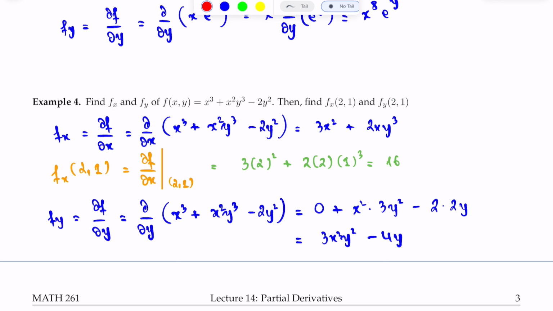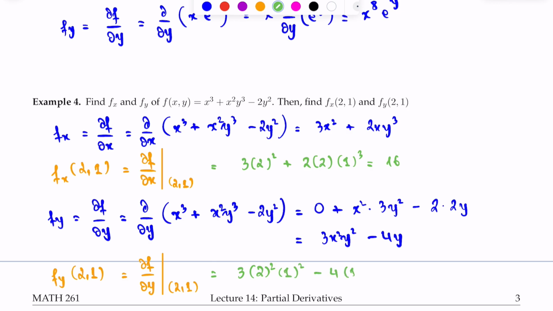Now, similarly, you want to evaluate the partial derivative of the function with respect to y at the point (2, 1). You can write this as f sub y of (2, 1). This is equal to partial f partial y evaluated at (2, 1). And this is equal to 3 times 2 squared, again, x is equal to 2, y is equal to 1, times 1 squared, minus 4 times 1. And you're going to get this to be equal to 8.